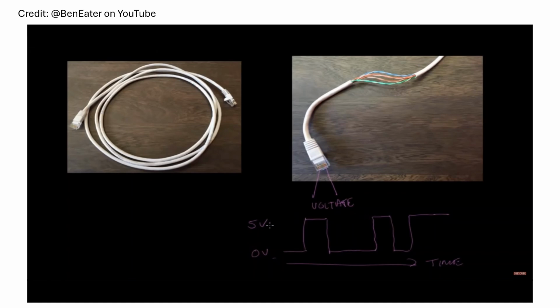And so we actually call these states, we have a term for this, we call these state symbols. So 5 volts and 0 volts are both the two different symbols that we have. And we call these symbols because we can use them to represent information, like a number. So for example, we could say that 0 volts is a symbol that represents the number 0, and that 5 volts is a symbol that represents the number 1.